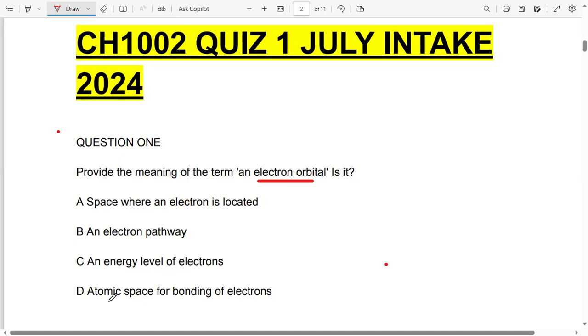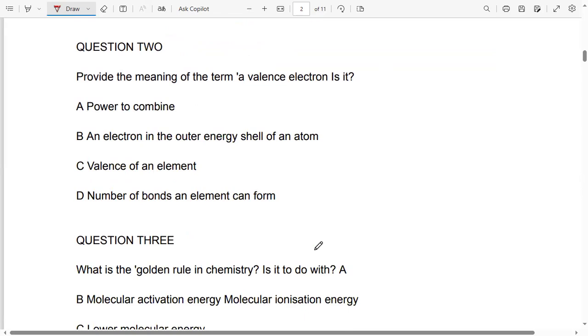It's just a place where there's a higher chance of you finding an electron. So here the best answer you would pick was A. An electron orbital is just a space where an electron is located. So that was question number 1. If you have any questions, feel free to ask, guys. All right, and then question number 2, what is it saying now?